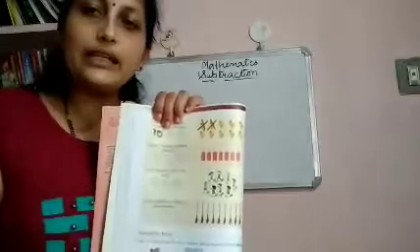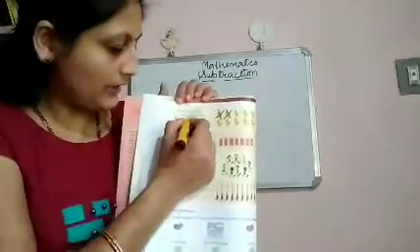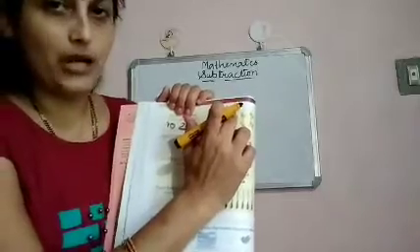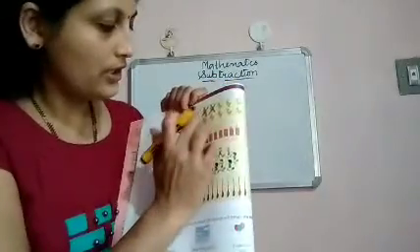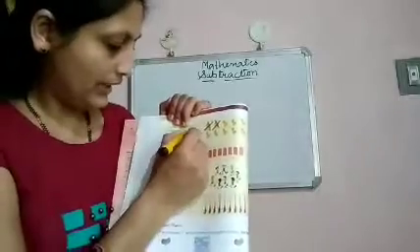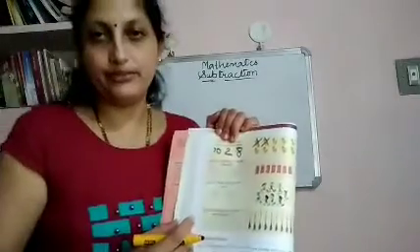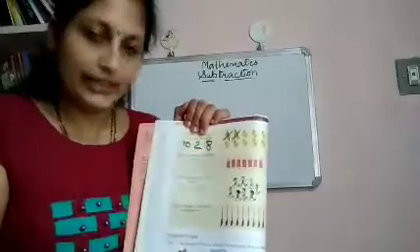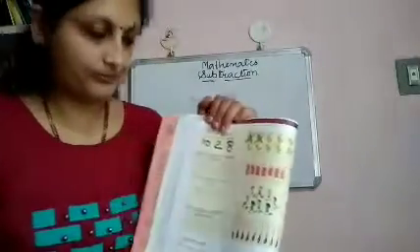Now how many ducklings are left? So 10 were there. 2 flew away. How many left? Count here. 1, 2, 3, 4, 5, 6, 7, 8. 8 ducklings left. Okay. There were 10 ducklings minus 2 flew away is equal to 8.